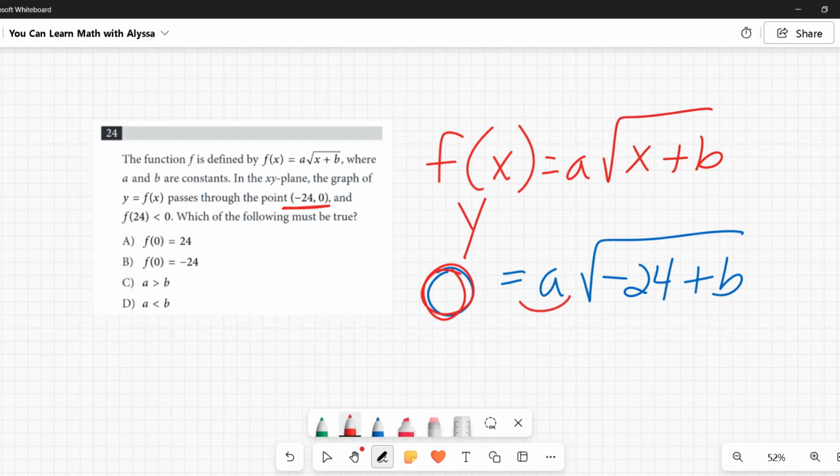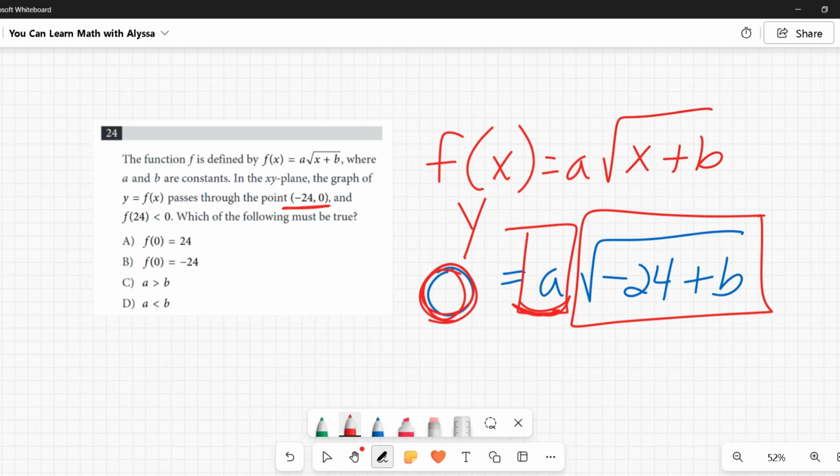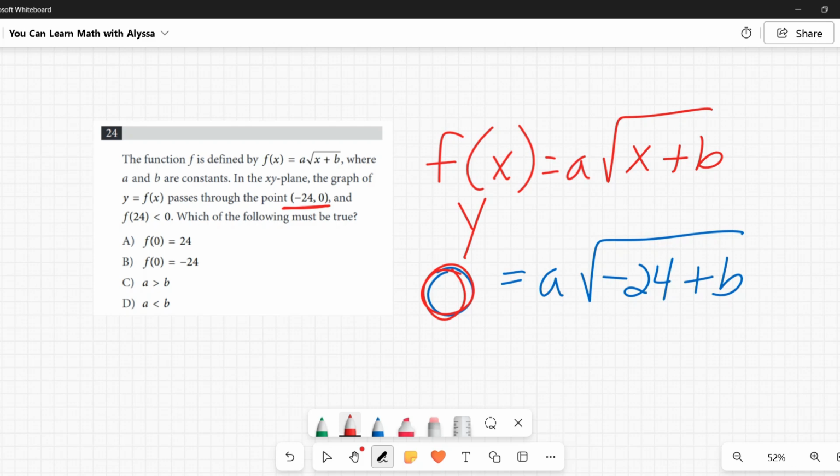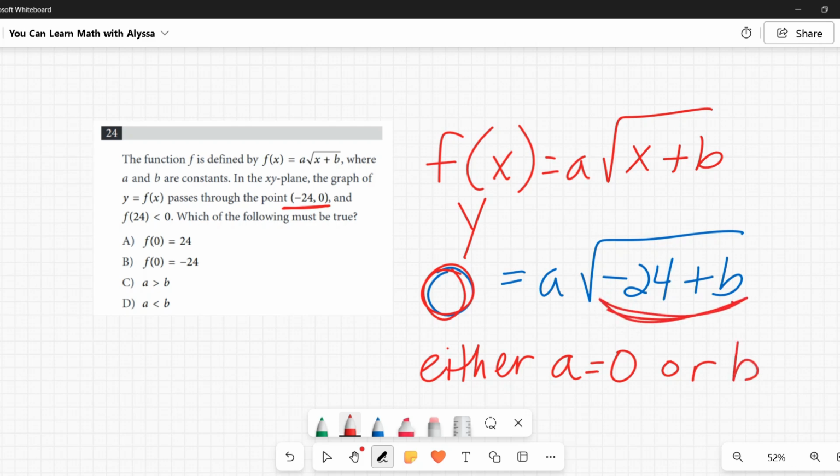But also I have this a out here, so I'm multiplying a times the square root of negative 24 plus b, and I get 0. To have two things being multiplied together that give 0, one of them must be 0. So it's two possibilities. Either a equals 0, or to make this under here 0, b would have to be a positive 24, because negative 24 plus positive 24 would be 0. So either way, either a is 0 or b is 24.